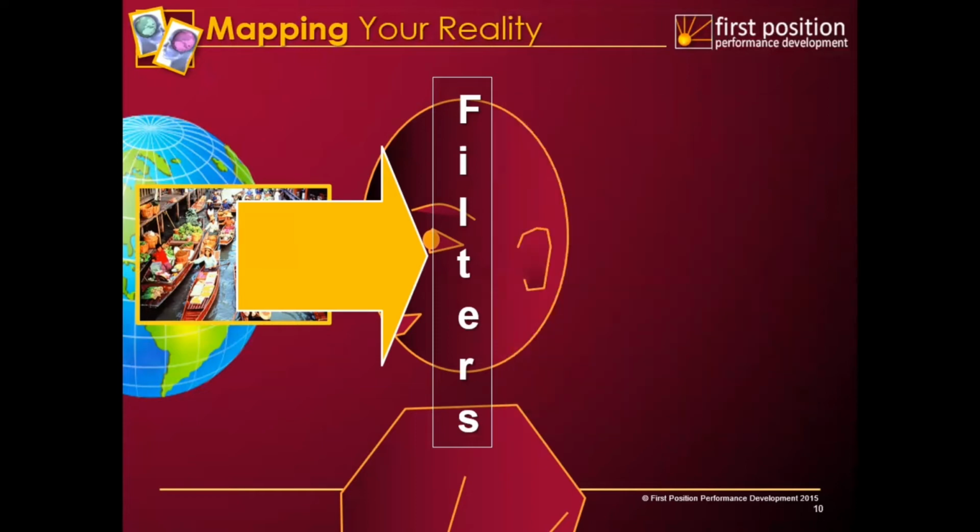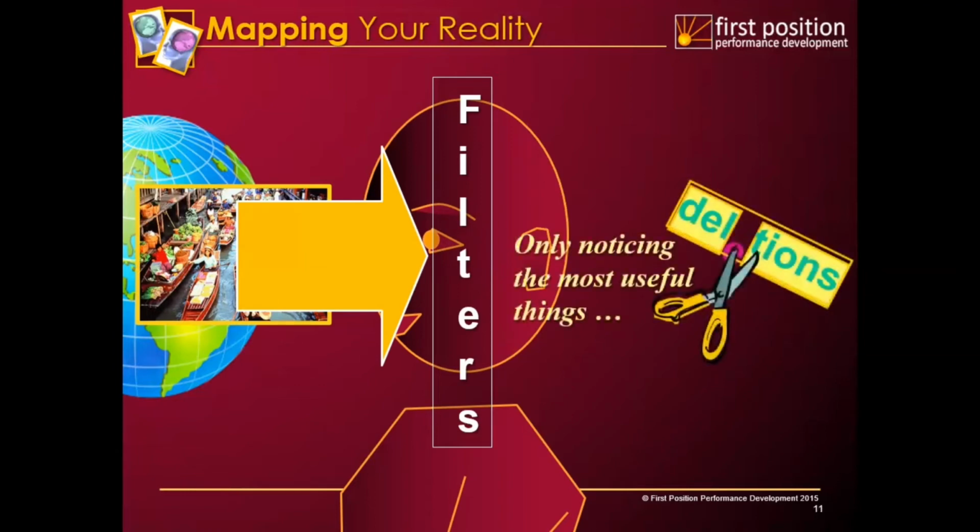Now, through all these filters, there seem to be three key ways that the filtering process operates. The first of those is deletions. There's so much going on out in the world.